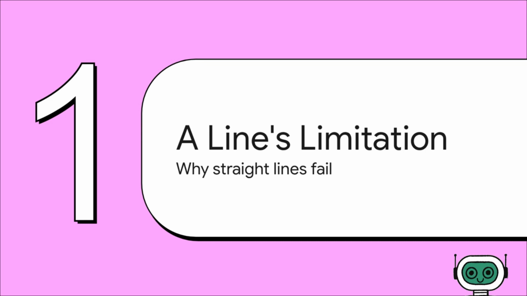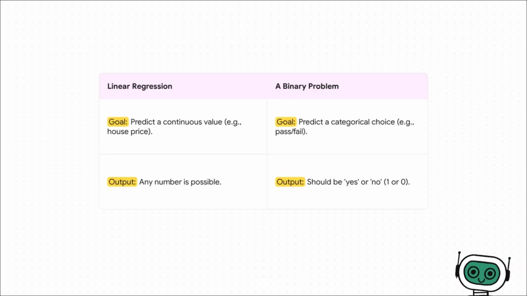Why can't we just use a tool we already have, like linear regression, for a yes-no question? Well, it comes down to a fundamental mismatch. You see, linear regression is designed to predict a continuous value, a number that can be anything, like a price. But for our problem, we only have two possible outcomes, yes or no. We can think of them as 1 and 0.